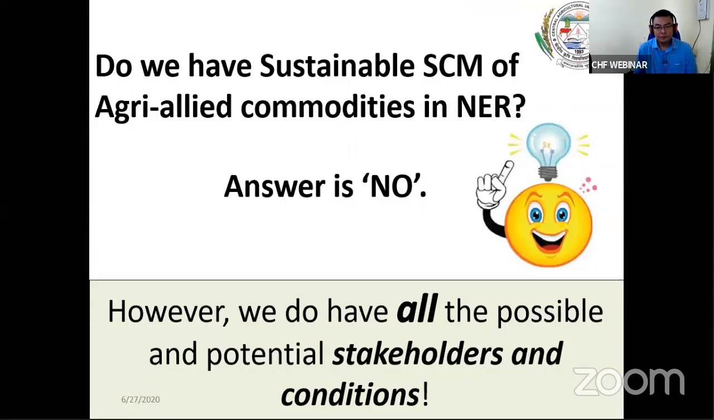Do we have sustainable supply chain management of agri-allied commodities in the Northeastern region? The answer is obviously no. Everyone will agree with this. This is an opportunity for you as an entrepreneur. You can intervene anywhere and be an effective part of the stakeholders and earn profit as an entrepreneur. You will agree with me when I say that all the stakeholders and the conditions conducive for having a sustainable supply chain management exist, but only we need to link the dots. Next, please.